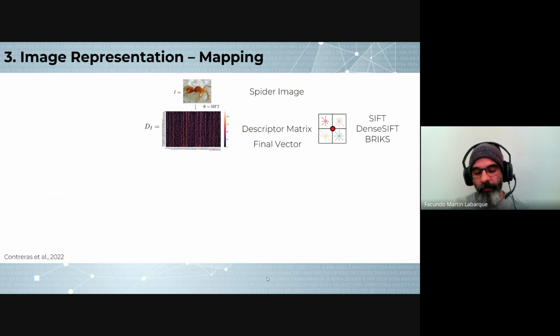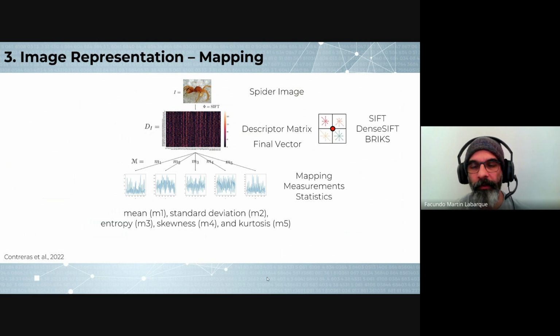In the image representation, we need to map this information in a simpler way, because this final vector has a lot of information. If you're thinking about a spider image, after applying a descriptor like SIFT, we are going to have a description matrix, the one that I'm showing here. Remember that we apply different types of descriptors to each image. This description matrix can translate itself into a final vector, but this is a really huge amount of information. So what we did here, applying Contreras' framework, was to map measurement statistics. We computed the mean, the standard deviation, the entropy, the skewness, and the kurtosis of the final vectors, and obtained all these statistical values.